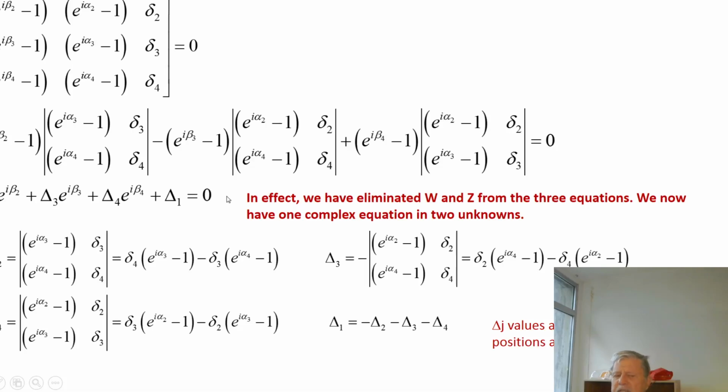Now what we have done is we have eliminated W and Z. We have one complex equation relating beta 2, beta 3, beta 4, and this beta 2.